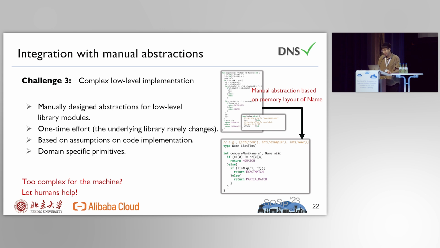Developers with verification background analyze a module and create manual specifications. In the example of the domain name compression, the manual specification abstracts raw bytes into an array of integers based on the memory layout of the domain name. We also provide some domain-specific primitives, such as list equal, for convenience.